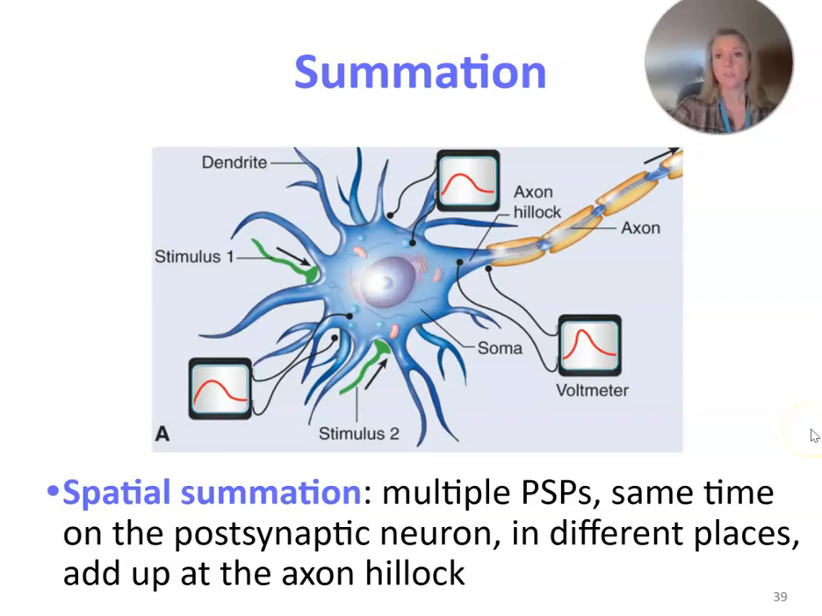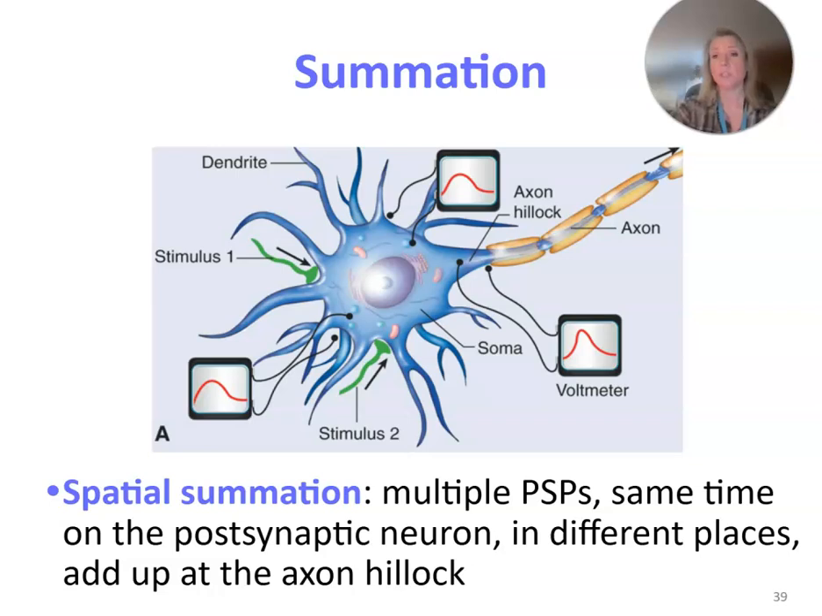Okay, so we have two different kinds of summation to know. The first kind is spatial summation. With spatial summation, we have multiple PSPs, or multiple postsynaptic potentials, at the same time, but they arrive in different places on the axon. Regardless, they all travel to the axon, they add up, and if threshold is reached, bam, we get an action potential.